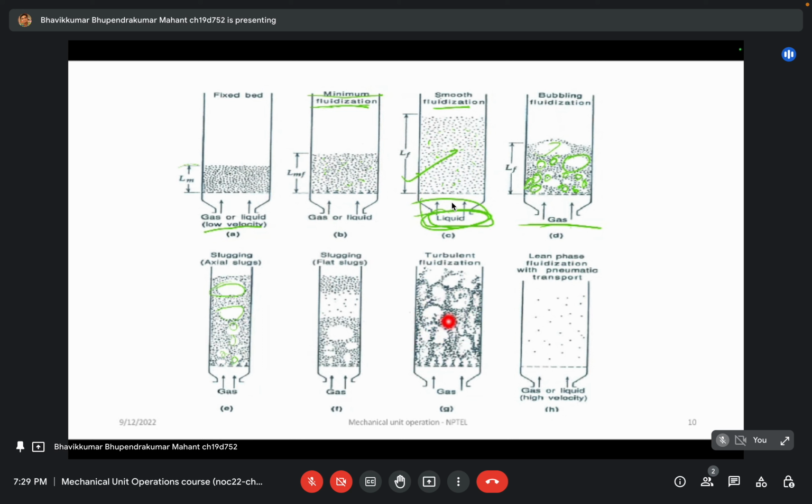This same kind of principle is used for the pneumatic transport of solid particles, where we apply gas or liquid at very high velocity to transport solid particles from one place to another. You can consider it a lean phase fluidization with pneumatic transport, because our main purpose is to transport the solid particles. So that is another application where we are using fluidization.